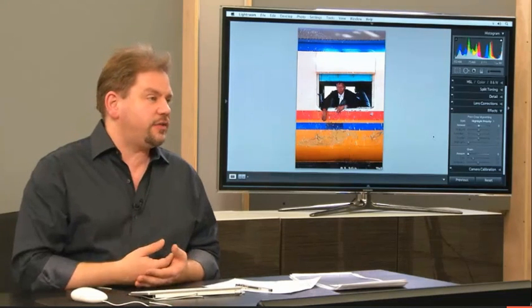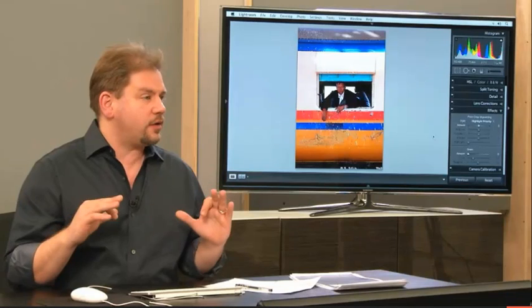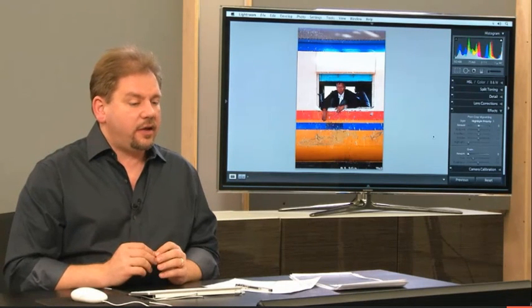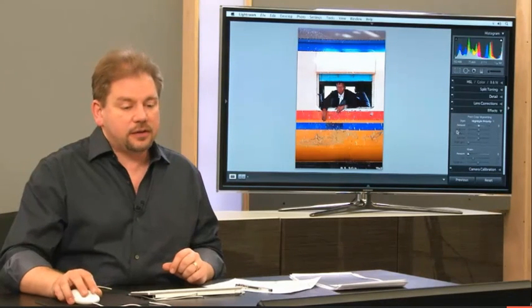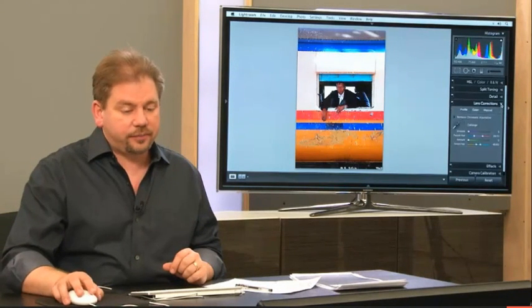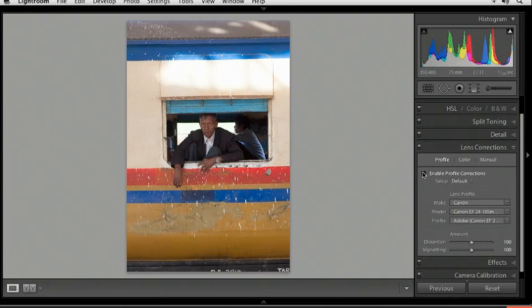delivered to the camera sensor in the corners of the frame compared to the middle. So you end up with slightly darker corners. We had an area under the lens corrections area that was designed to compensate for it. Let's go look at that area first. Under lens corrections, when I go to profile, if I turn on the checkbox to enable those, it's going to compensate for vignetting and distortion.